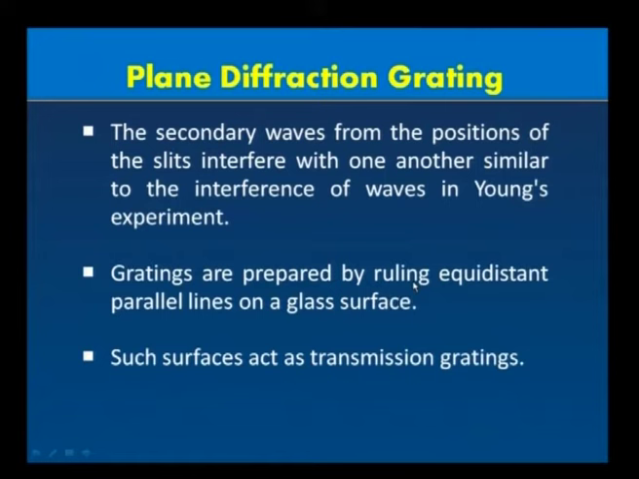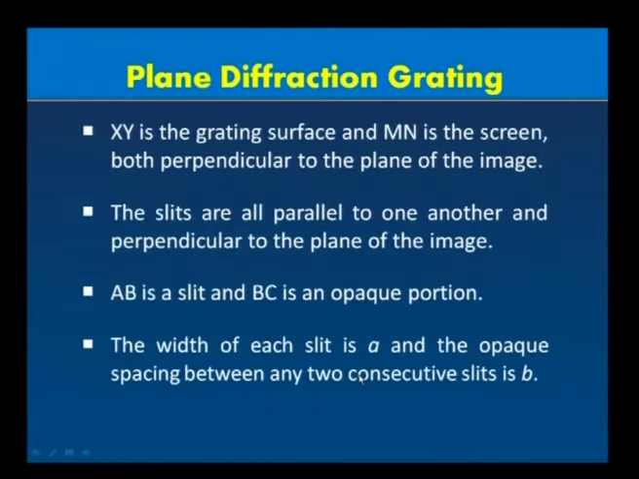Now, the secondary waves from the positions of the slits interfere with one another, similar to the interference of waves in Young's double slit experiment. Gratings are prepared by ruling equidistant parallel lines on a glass surface. Such surfaces act like a transmission grating. So XY is the grating surface.